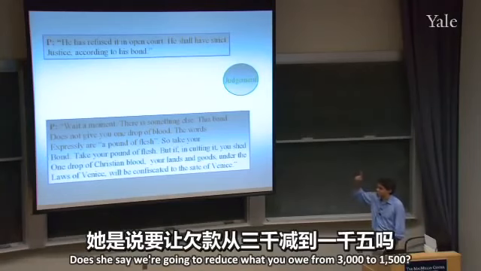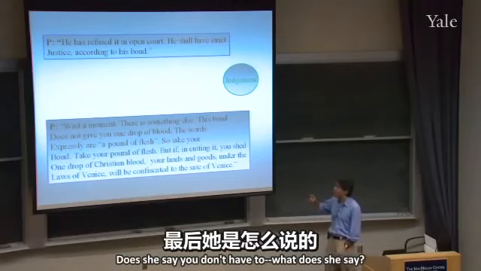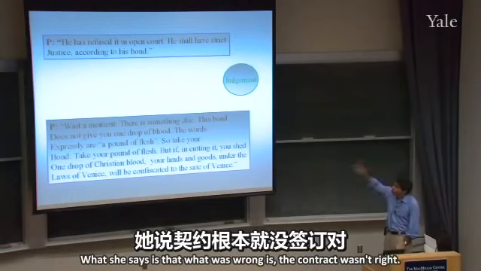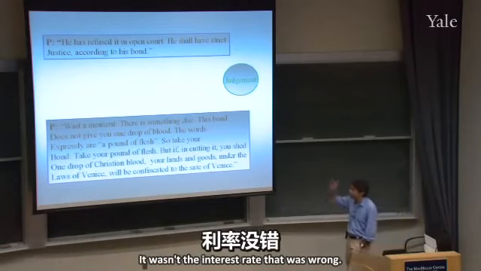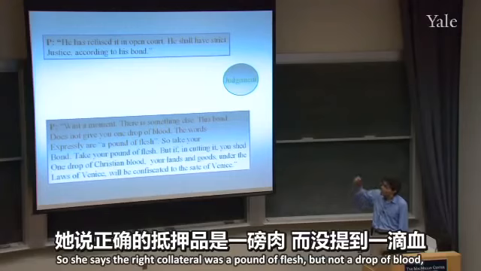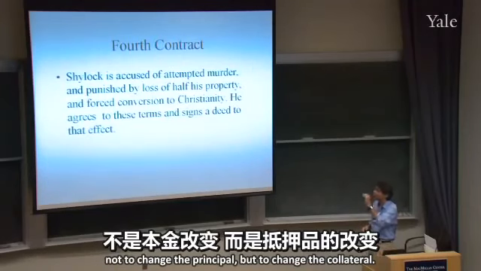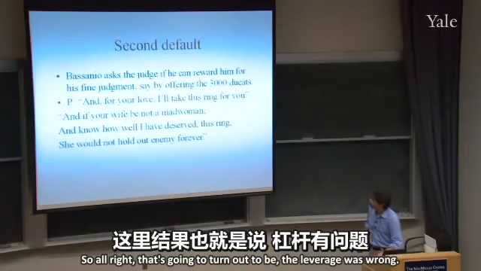Does she say we're going to reduce what you owe from 3,000 to 1,500? That's principal forgiveness. What does she say? What she says is that what was wrong is the contract wasn't right. It wasn't the interest rate that was wrong. It wasn't the amount you owe that was wrong. It was the collateral that was wrong. So she says the right collateral was a pound of flesh, but not a drop of blood. And so the state intervenes not to change the interest rate, not to change the principal, but to change the collateral. So that's going to turn out to be the leverage was wrong.